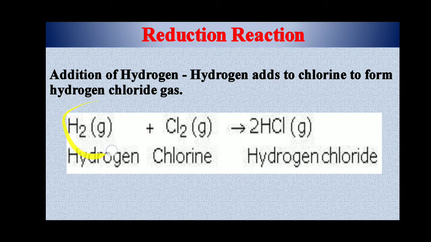H2 gas, that is hydrogen gas, plus chlorine Cl2, again in gas form, forms two molecules of HCl in gas form, that is hydrogen chloride. You can see here that in chlorine, that is Cl2, hydrogen is added, and that is why it is a reduction reaction on the basis of addition of hydrogen to the substance.